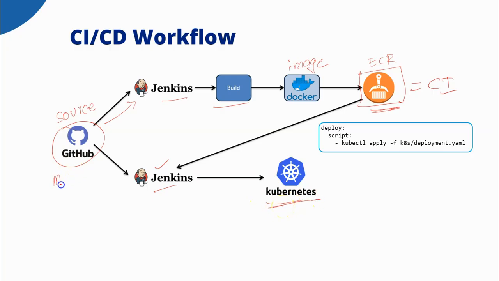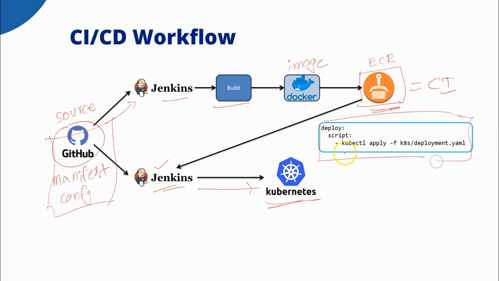So our manifest files are configuration. Our manifest files or configuration files are available in Git itself. Our CI or CD tool is going to pull it and it is going to deploy. While deploying, we have a step called deploy and it is going to run the command. We write the script for the deployment. This is the CI/CD workflow, right?